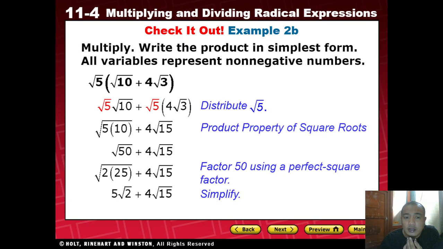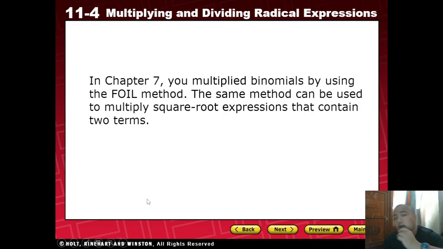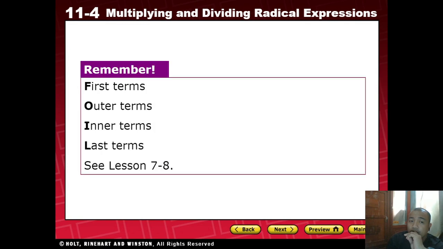Okay, they are unlike radicals, so we cannot add 5 and 4, right? In chapter 7, you multiply binomials by using the FOIL method. The same method can be used to multiply square root expressions that contain two terms. FOIL method means you multiply the first terms for F, outer terms for O, inner terms for I, last terms for L.